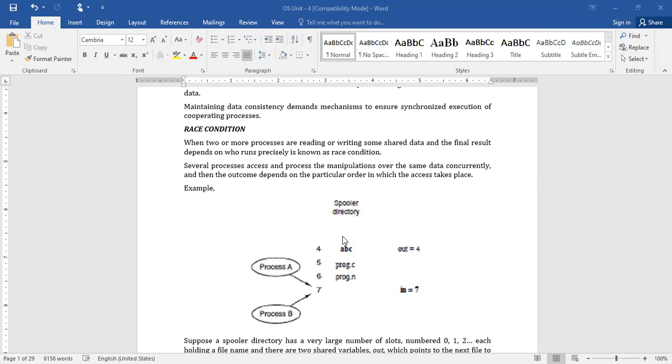Periodically it verifies the files which are present in the spooler directory. Once it is free, because the printer is busy with printing some document, once it is over, it will verify the spooler directory so that it will allow the next one to get printed.